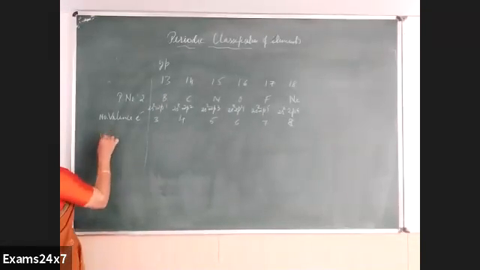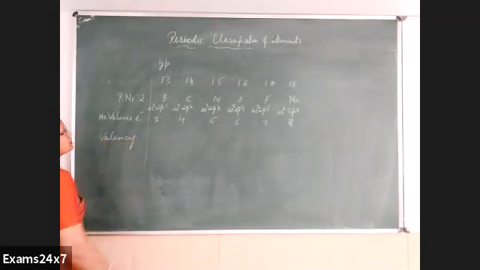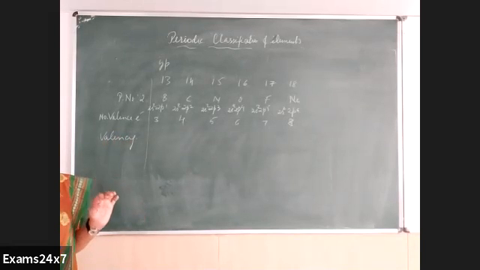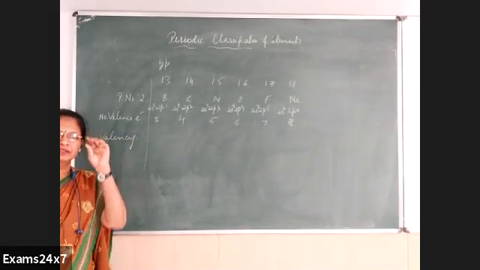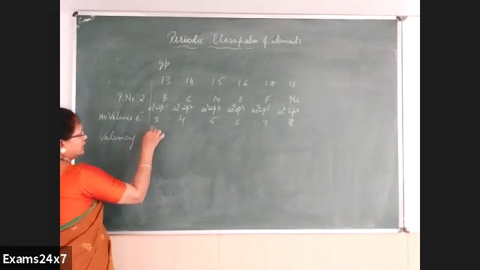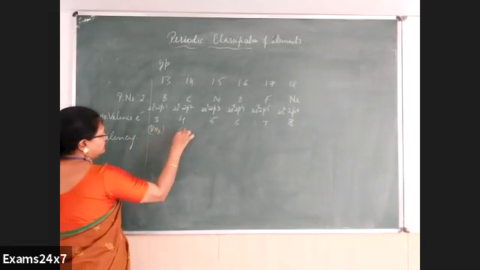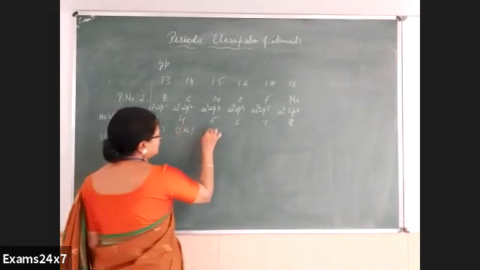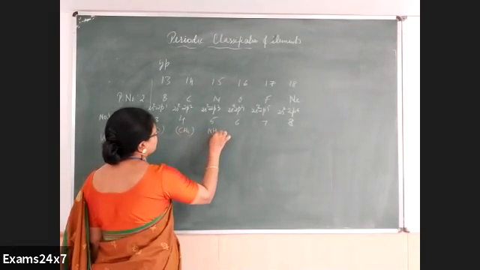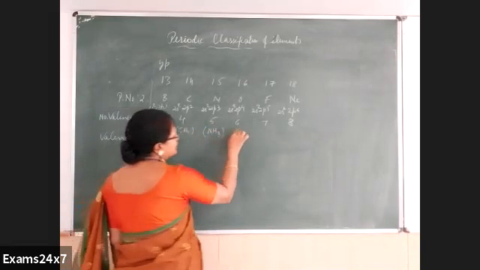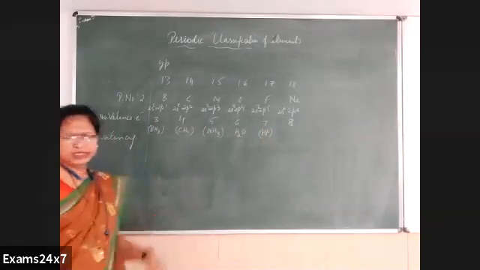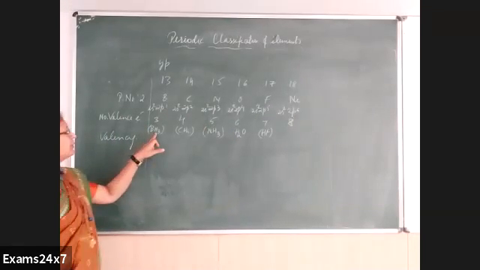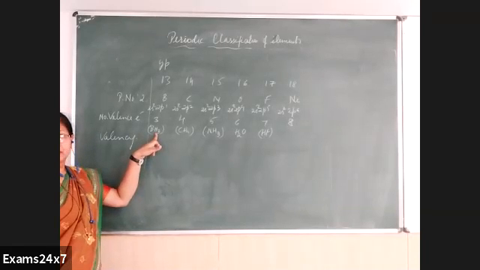Whereas what is the valency of these elements? What is the valency of boron? How do you find valency? A simple way: you just find the compound of these elements with hydrogen. What is the compound of boron with hydrogen? BH3. With carbon, CH4. With nitrogen, NH3. With oxygen, water, H2O. Hydrogen fluoride. Rare gas doesn't form a compound. Hence, the number of hydrogen is the valency.